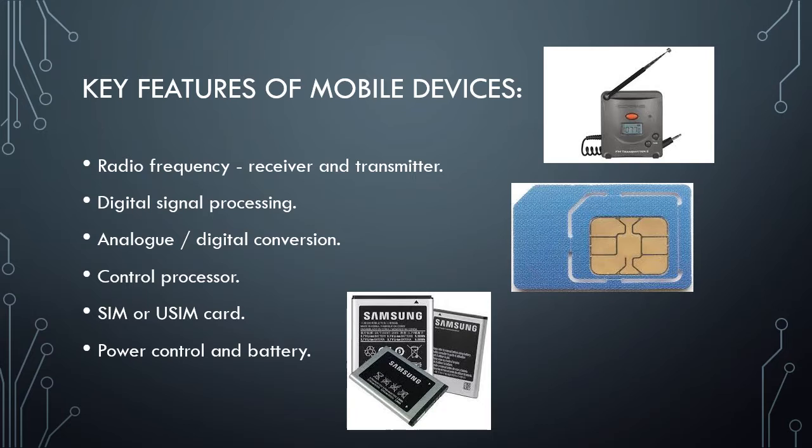Key features of mobile devices. The key features of mobile devices could be a radio frequency receiver and transmitter, digital signal processing, analog-to-digital conversion, a control processor, a SIM card, and power control and battery.